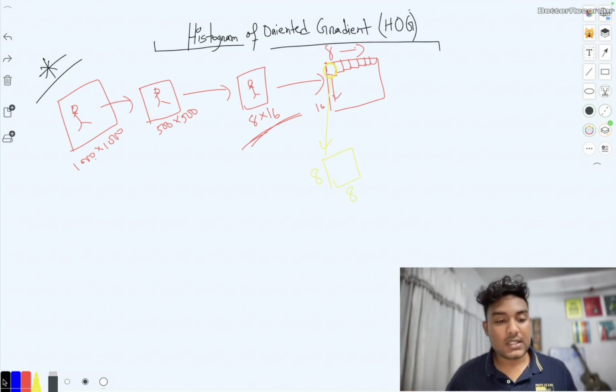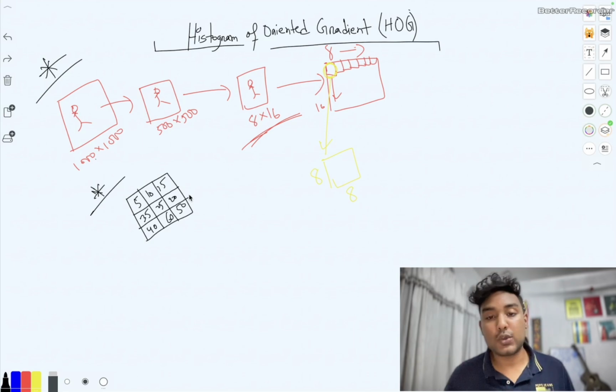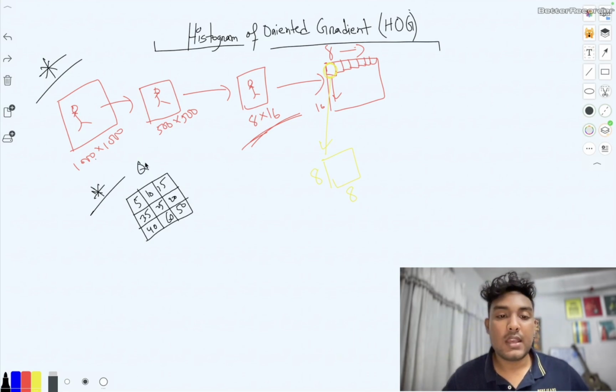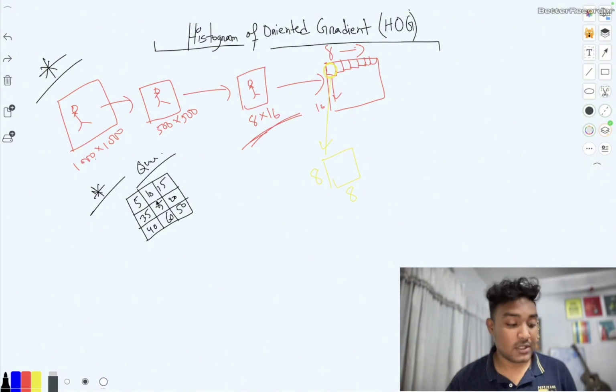In the question it will be given like this: a single matrix, which will be like 5 by 5 or 3 by 3. Let's assume it as 5, 15, 25, 35, 25. I am taking the values randomly, so they will be given in the question. From this we need to calculate the histogram, or draw the histogram.